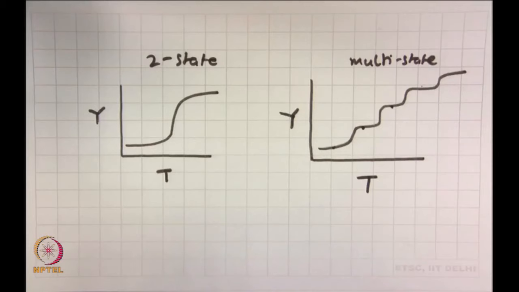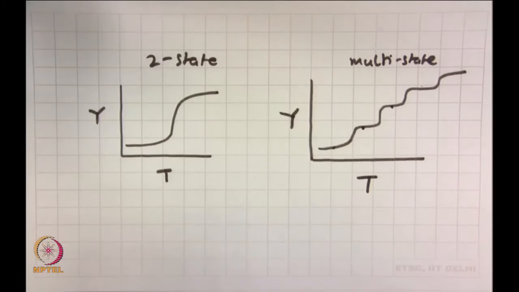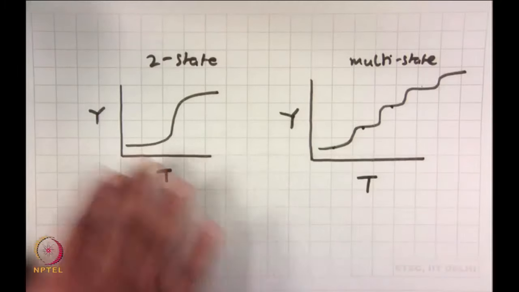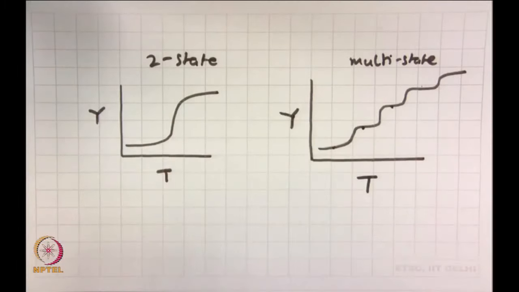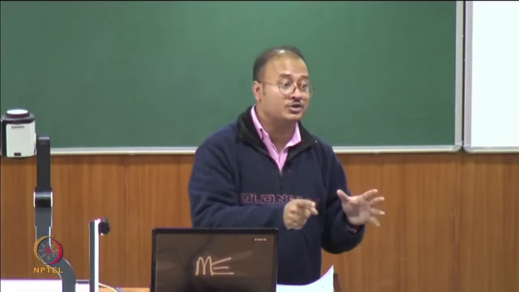So, suppose you are doing this measurement where you are measuring y, and if your y is behaving like the one you have for the multi state, then it is a multi state model, it is not a two state model. However, if y is behaving as in the two state model, that means you do not have any other transitions, you can say there is a possibility of this being a two state model, but you cannot say that it will be a two state model.